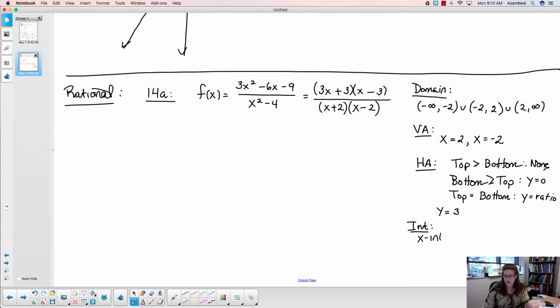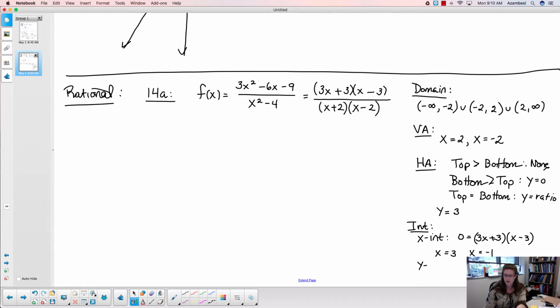X-intercepts are when y is equal to 0. So we get 0 is equal to the top. Because if we set 0 equal to the whole thing, the first thing we do is multiply by the denominator. It cancels out our denominator. So here I get x is equal to 3. This first one I could factor a 3 out in the front if I wanted to. So I end up with x is equal to -1.